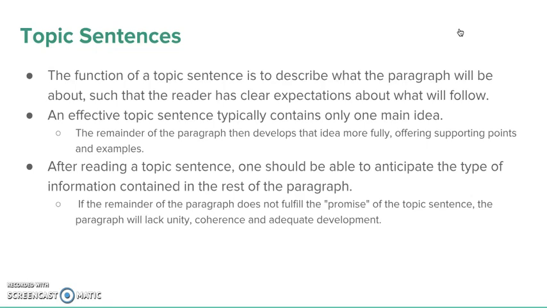After reading a topic sentence, one should be able to anticipate the type of information contained in the rest of the paragraph. So if, for some reason, you read a paragraph and you feel that the last half is really disjointed from the rest, it might be because the writer failed to provide a clear topic sentence, or the writer accidentally went off topic. If the remainder of the paragraph does not fulfill the promise of the topic sentence, the paragraph will lack unity, coherence, and adequate development.